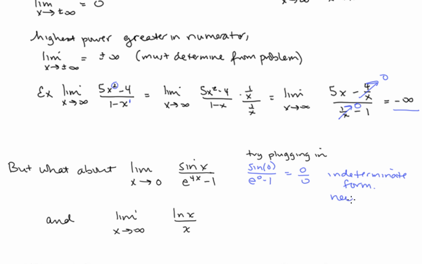That means we need more information. But we can't use either of the tools that we just saw above. We can't factor here, and this isn't a rational function. So we need another tool to help us solve this kind of limit.